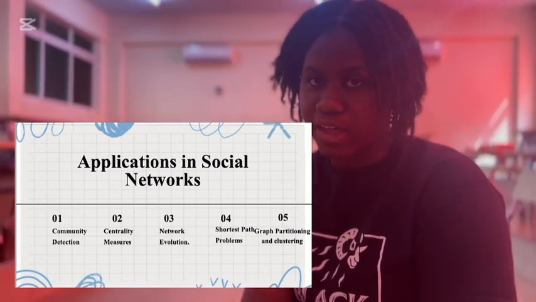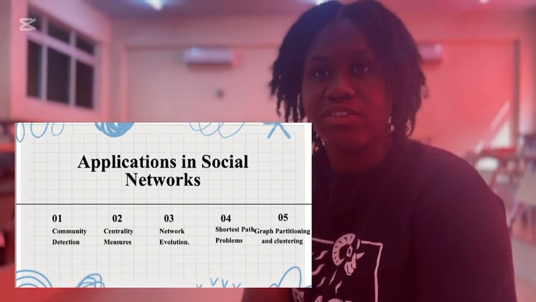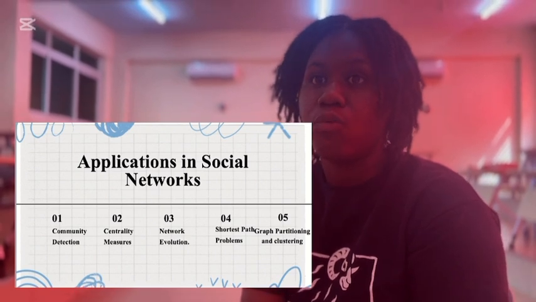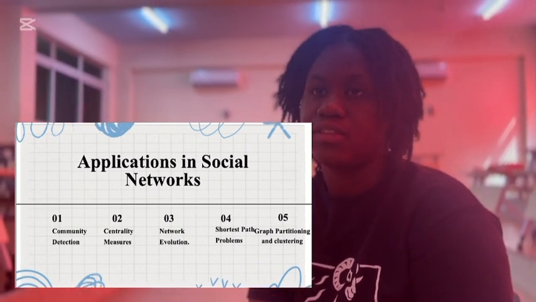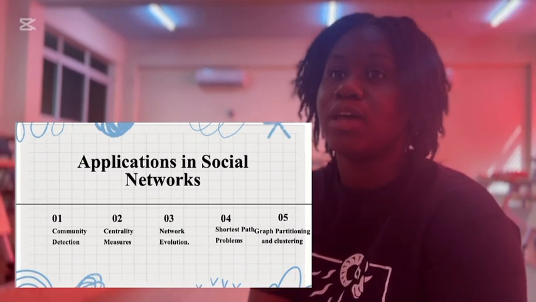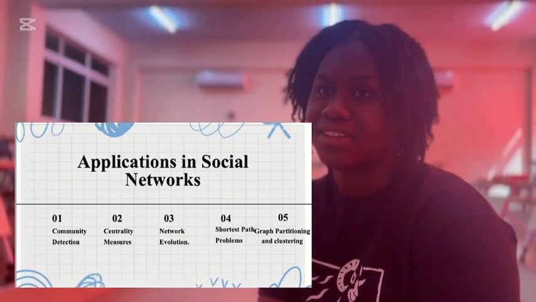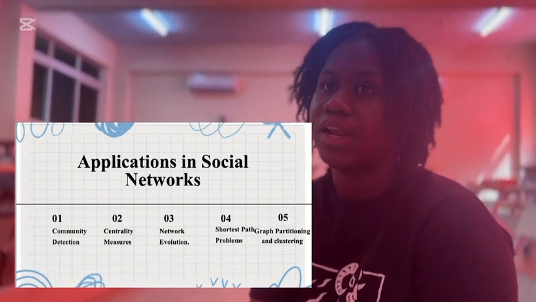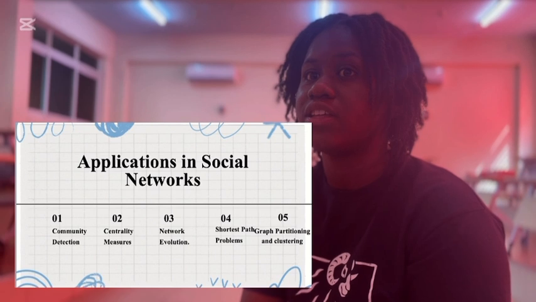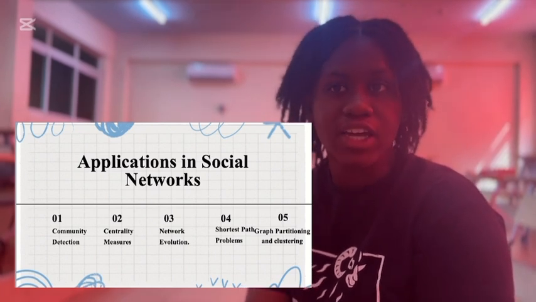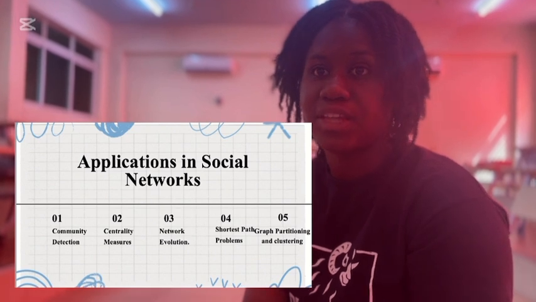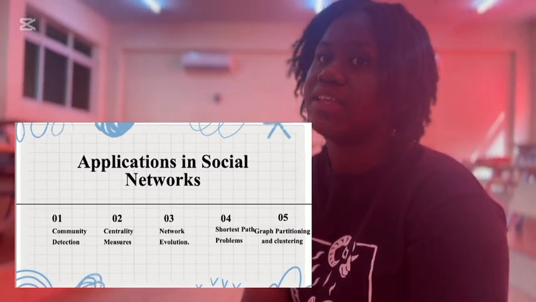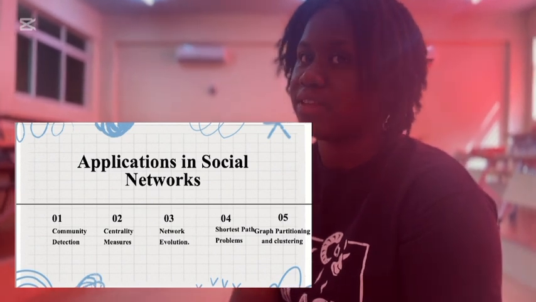3. Network evolution models. Graph theory helps us understand how networks grow and evolve. One well-known phenomenon is the rich get richer effect, modeled by preferential attachment. This explains why certain nodes, like celebrities or high-profile accounts, continue to attract disproportionate attention and connections over time. It helps businesses anticipate trends and allocate resources effectively in a dynamic online environment.